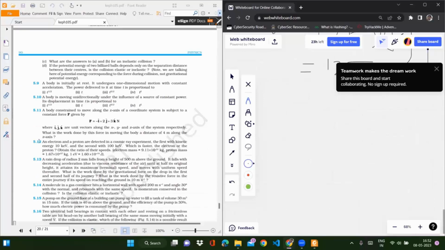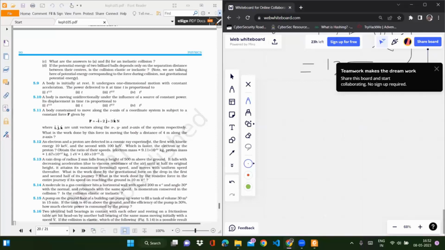Now the next question is, an electron and a proton are detected in a cosmic ray experiment. The first with kinetic energy 10 keV and the second with 100 keV. Which is faster, the electron or proton? Obtain the ratio of their speeds. So firstly, we are given the kinetic energies for electron and proton. For electron, it is given 10 kiloelectron volt, and for proton, the kinetic energy is 100 kiloelectron volt.